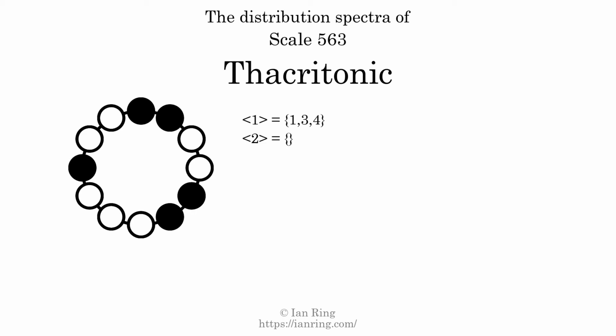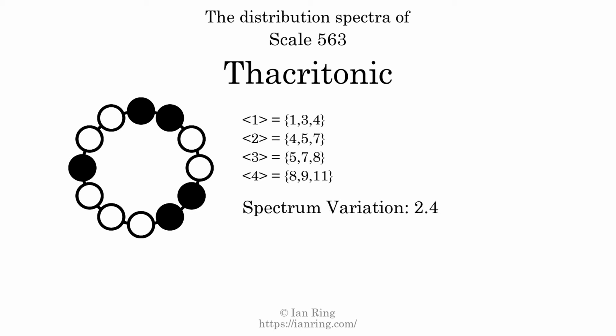The generic interval of 2 scale steps comes in 3 different specific interval sizes: 4 semitones, 5 semitones, and 7 semitones. The spectrum width of this generic interval is 3. The generic interval of 3 scale steps comes in 3 different specific interval sizes: 5 semitones, 7 semitones, and 8 semitones. The spectrum width of this generic interval is 3. And finally, the generic interval of 4 scale steps comes in 3 different specific interval sizes: 8 semitones, 9 semitones, and 11 semitones. The spectrum width of this generic interval is 3. The spectrum variation is the sum of all the widths.